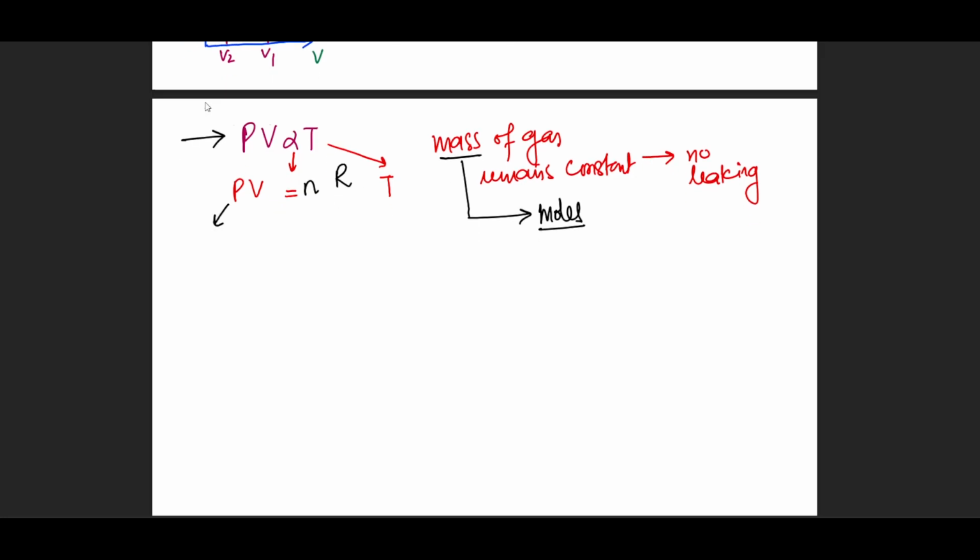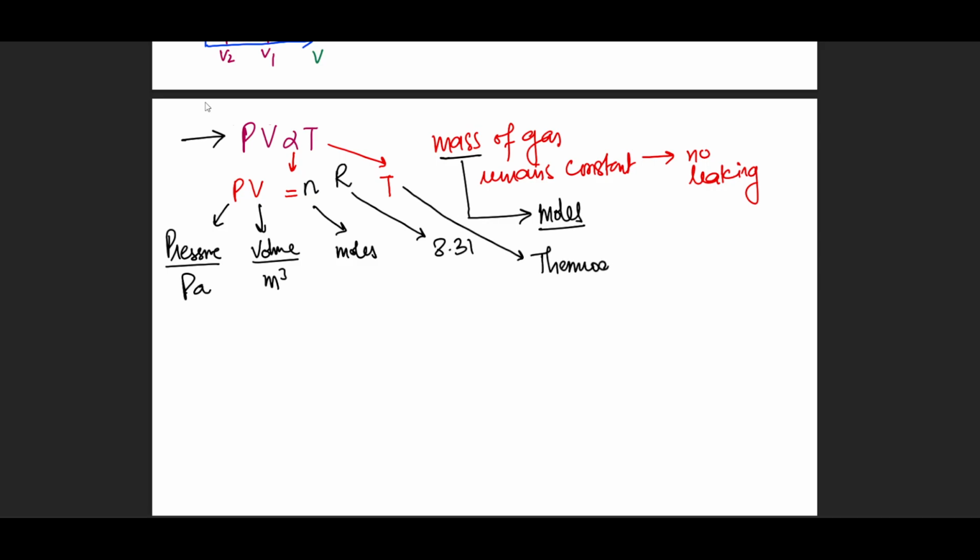So pressure is P. Pressure is supposed to be in pascals. V is volume. Be advised, volume is supposed to be in cubic metres. That is your job to convert this into cubic metres. n is moles. And R is the universal gas constant, which is 8.31. And T is our thermodynamic temperature, which will be measured in kelvins as usual.